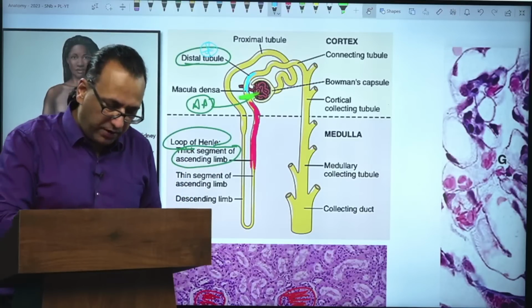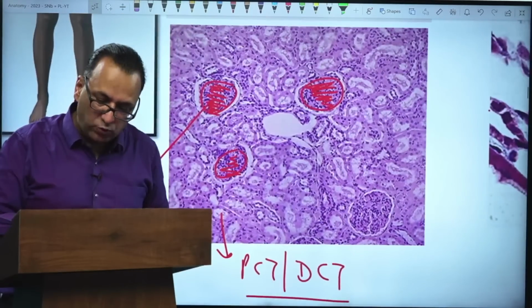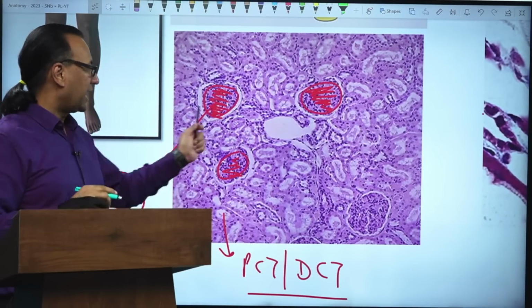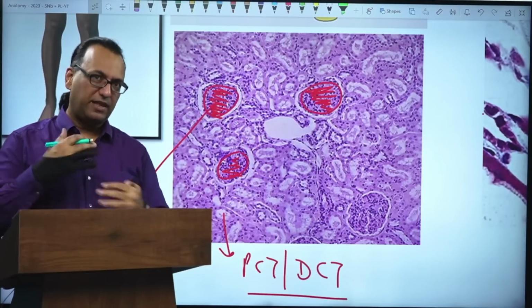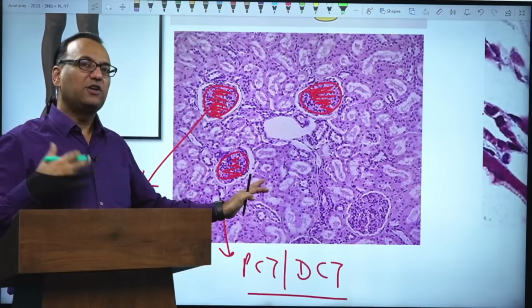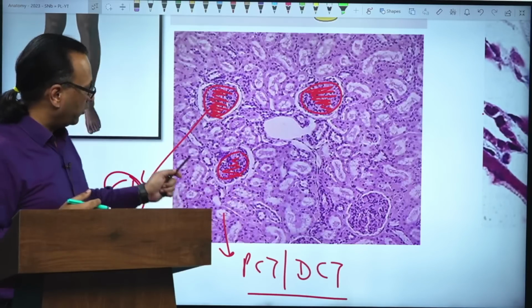Now you might be wondering why I am being so specific about these things, because take it from me, next time a simple question will not come. They'll go into more depth. And it can be an anatomy question, it can be a physiology question also. So I have given you anatomy plus physiology of both of them.